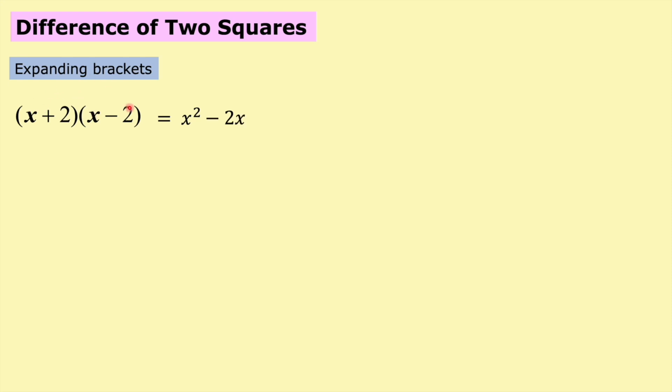And then x times negative 2 gives you negative 2x. 2 times x gives us plus 2x. And then 2 times negative 2 gives us negative 4. Once we've done that, we need to always remember to collect like terms. So collecting like terms, the middle terms, negative 2x add 2x, are going to cancel each other out, and we're just going to be left with x squared subtract 4.